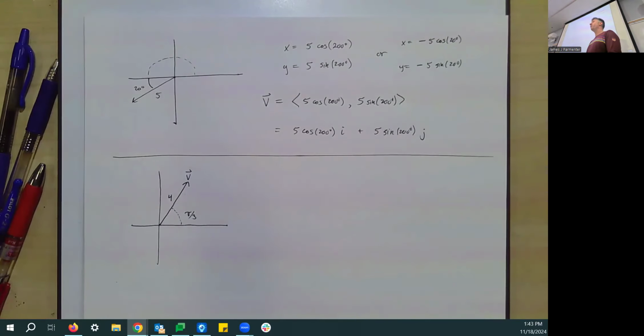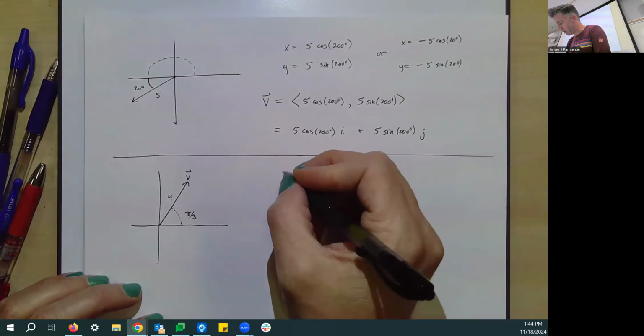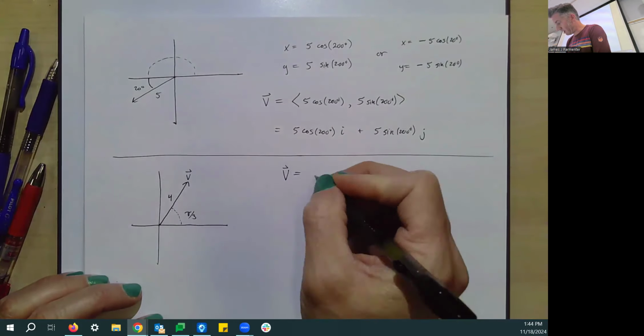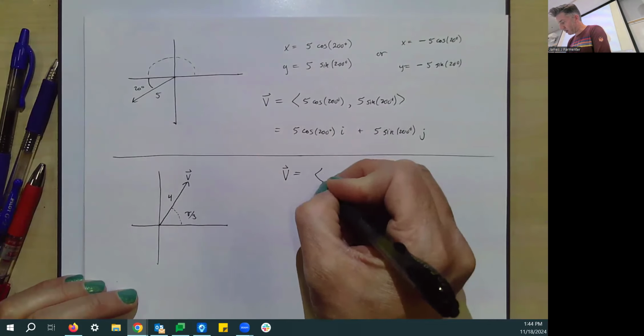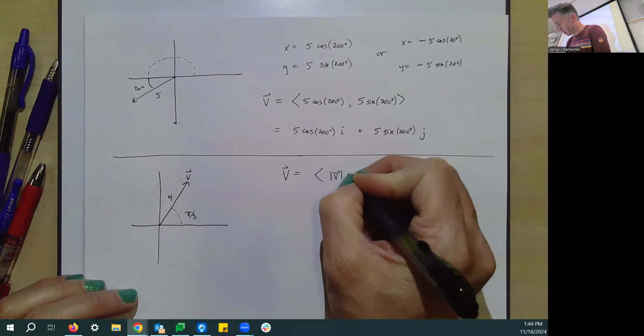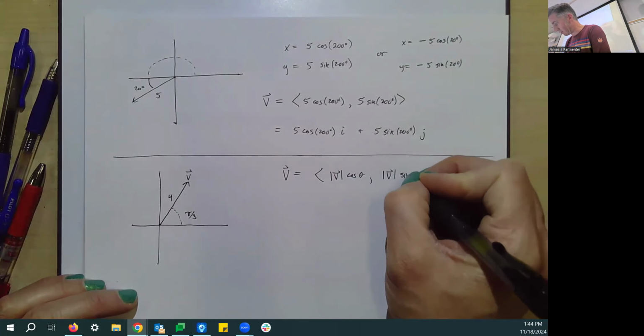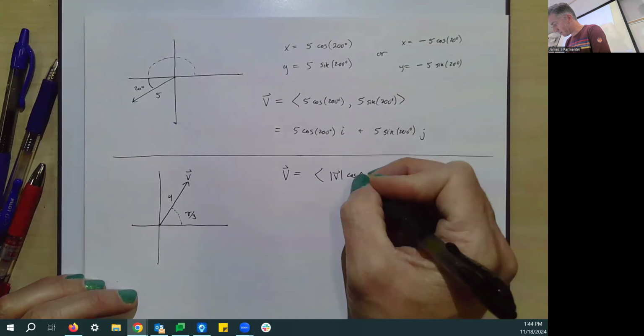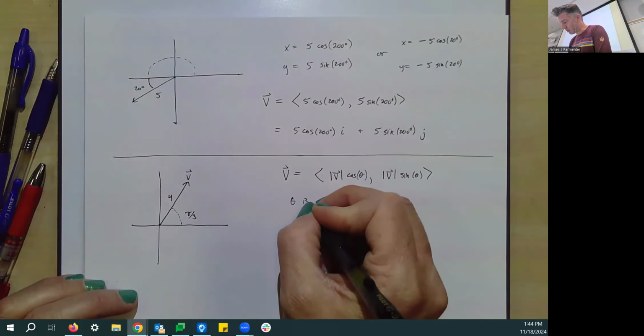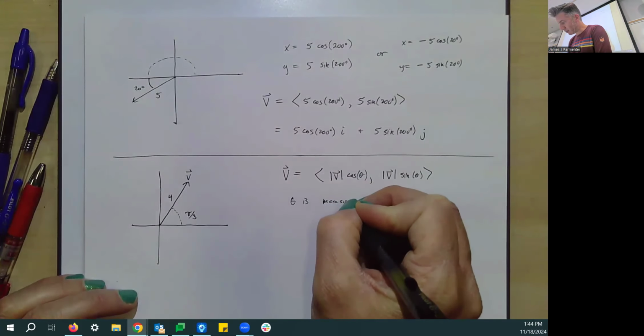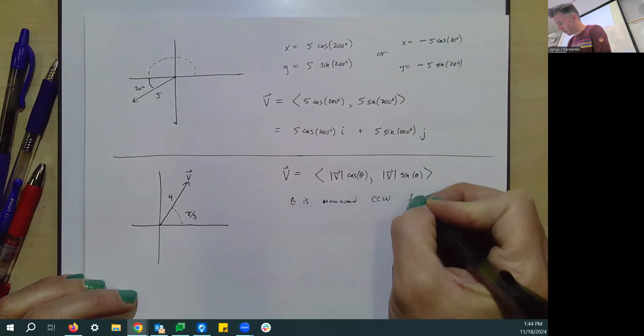Almost any vector, especially if the angle is measured from the positive x-axis in the counterclockwise direction, you can always write in its component form. Let's just say very generally, for a vector v, it's going to equal the magnitude of v times cosine of the angle given, and the magnitude of v times sine of the angle given, as long as theta is measured counterclockwise from the positive x-axis.